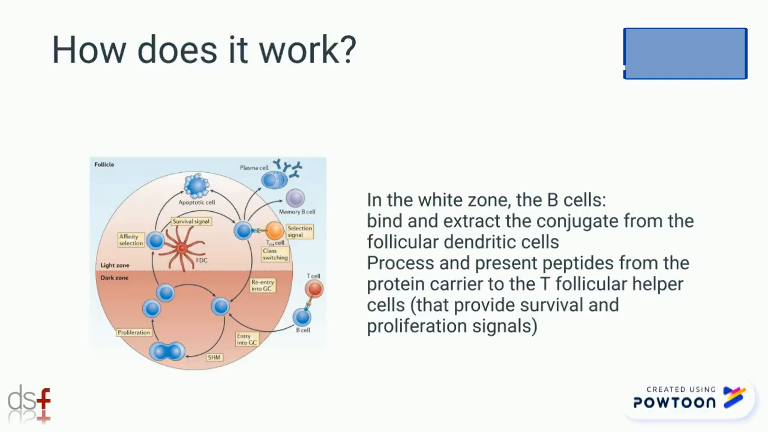In the region of the germinal center called the light zone, the B cells are positively selected based on the affinity for the antigen. More precisely, the B cells bind and extract the conjugate from the follicular dendritic cells, and after the processing, they present peptides from the protein carrier to the T follicular helper cells that provide survival and proliferation signals thanks to cytokines and cell-cell interaction.